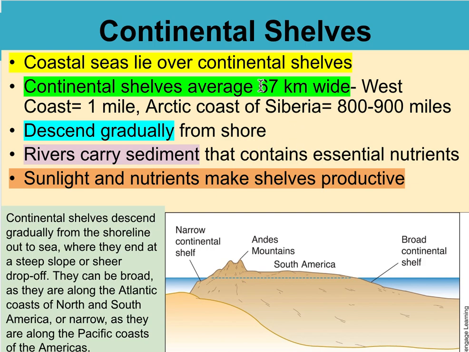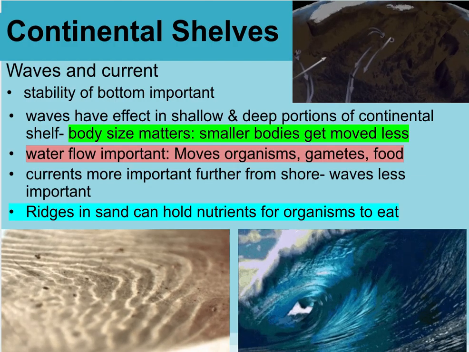For instance, on the west coast, the continental shelf can be as short as a mile. Actually, in Southern California, ours is only just over half a mile. It's pretty short. And then it can be really long in some places and really gradual in how slowly it goes out into the water, up to 800, 900 miles in parts of Siberia. So this is the gradual descent, and there's a lot of sunlight and nutrients in this Neritic zone that make it a really productive place and a productive ecosystem.